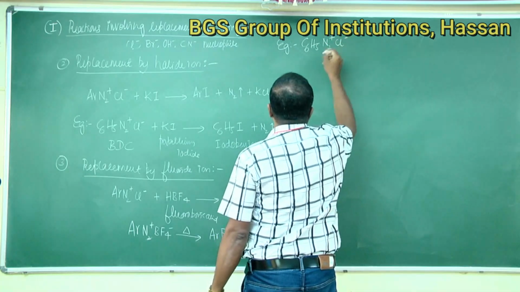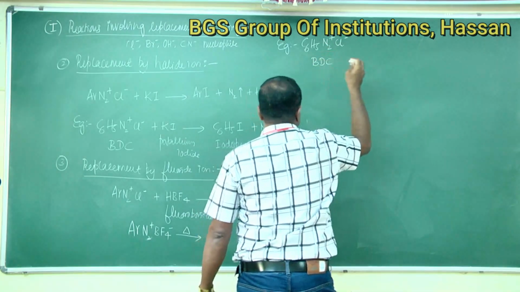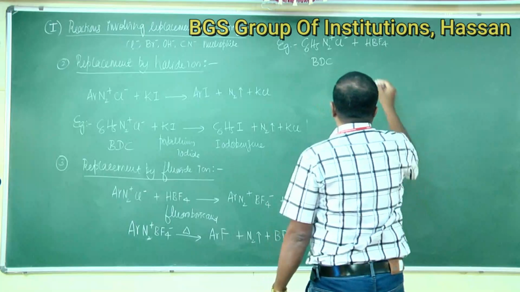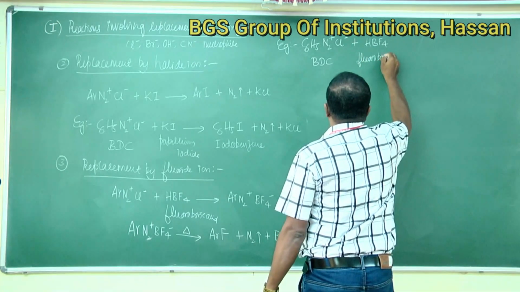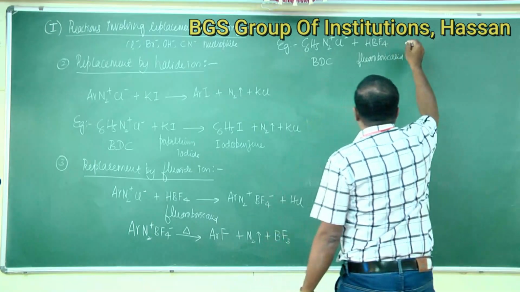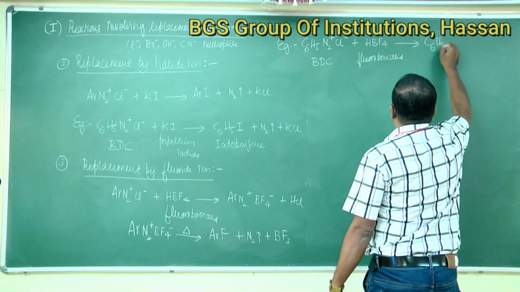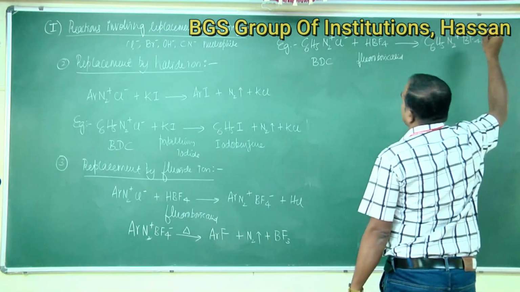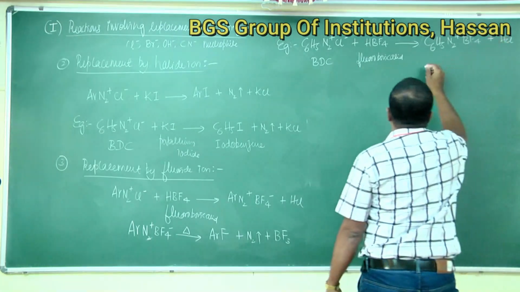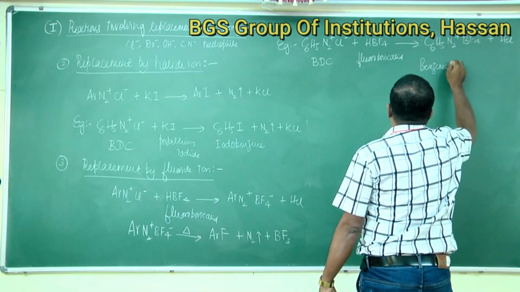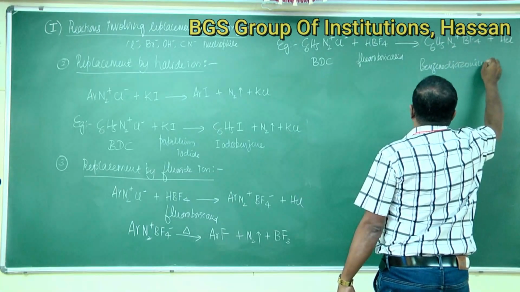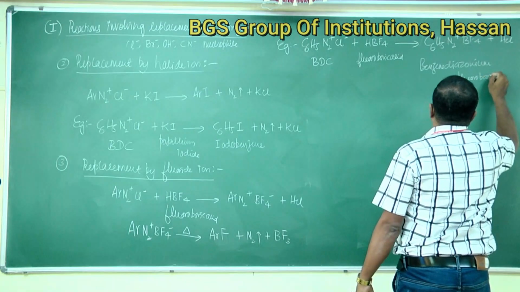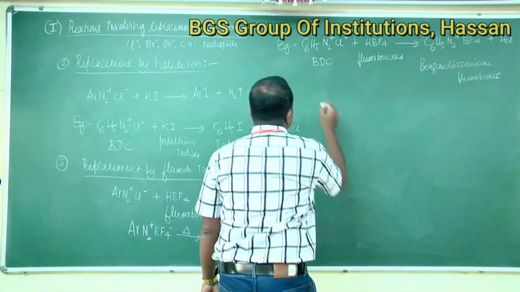Examples for this reaction: C6H5N2+Cl⁻, benzene diazonium chloride, reacts with fluoroboric acid, HBF4, to form C6H5N2+BF4⁻ plus HCl. This is benzene diazonium fluoroborate.